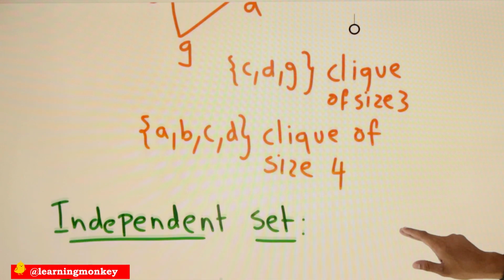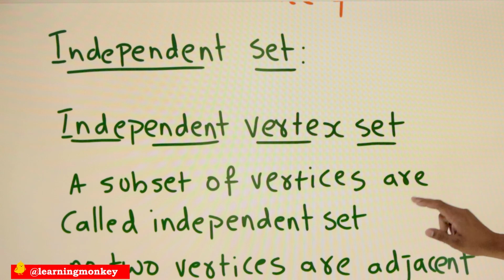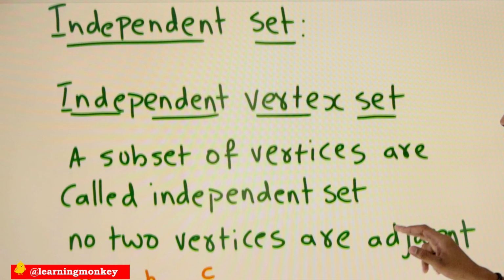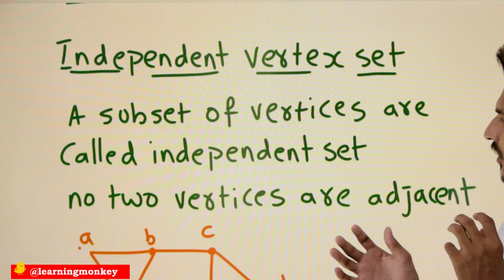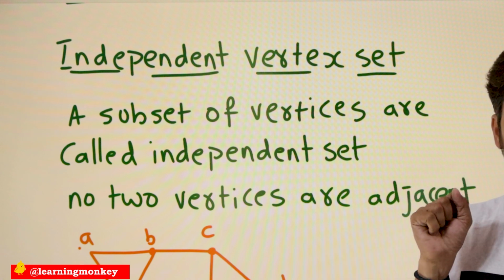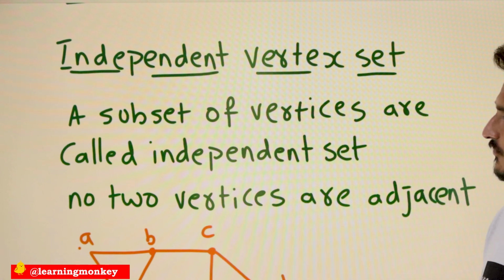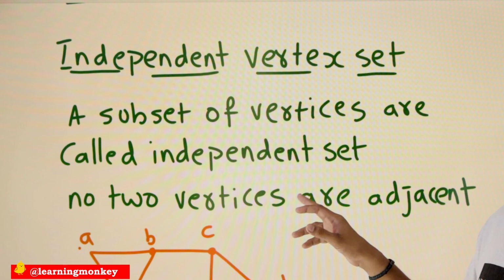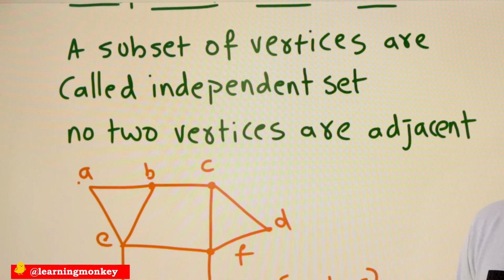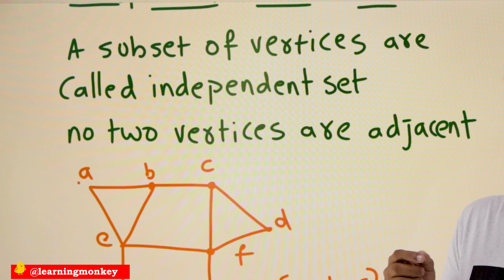Now coming to the next one, independent set. Simply we call it an independent vertex set. A subset of vertices is called an independent set. From the given graph, we have to pick some subset of vertices. That subset we call an independent set. When we say independent set, no two vertices are adjacent. You take any pair of vertices from the subset we selected, those two vertices should not be adjacent.